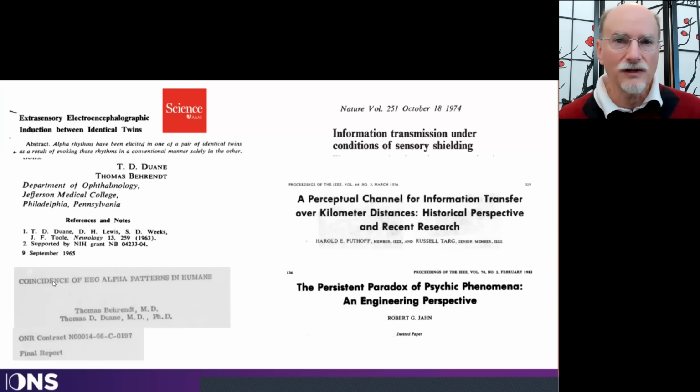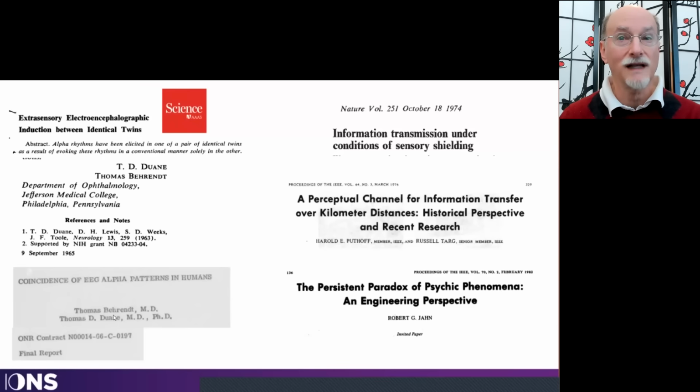And because this person found something called coincidence of EEG alpha patterns in humans by the same 2 authors, which as far as I know, our colleagues never knew anything about this. And not only that, it was a contract by the Office of Naval Research. So if you go back and start looking for this NIH grant, you can't find it, which suggests that maybe the NIH administered the money, but the money was probably coming from somewhere else, like the Office of Naval Research. This study by the same authors was a follow-up to the original study and was much more successful than the original study, and it was never published.